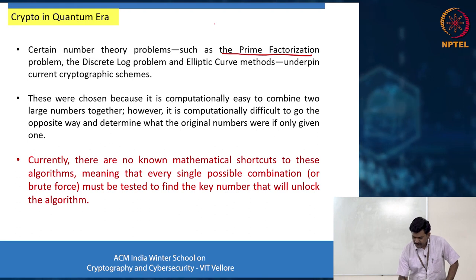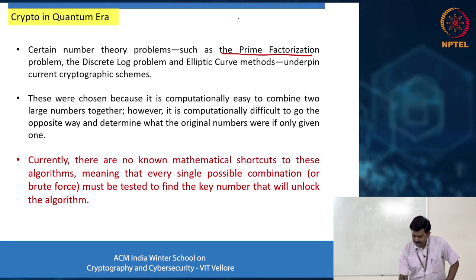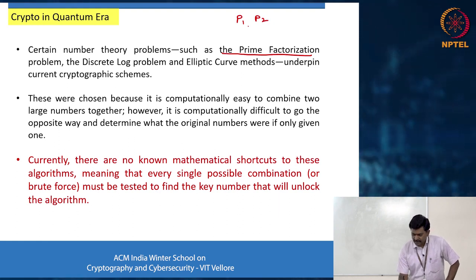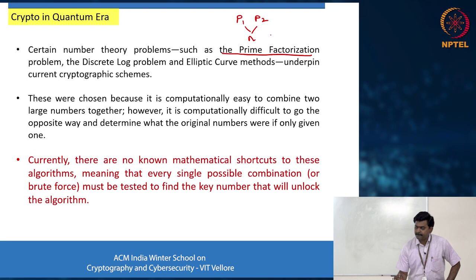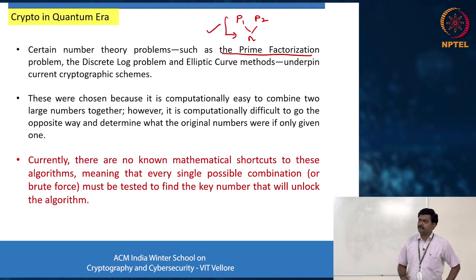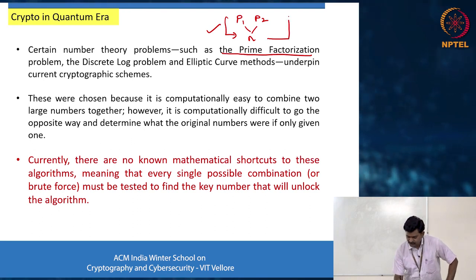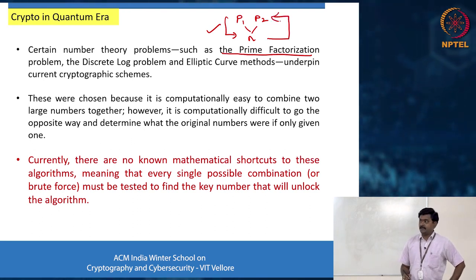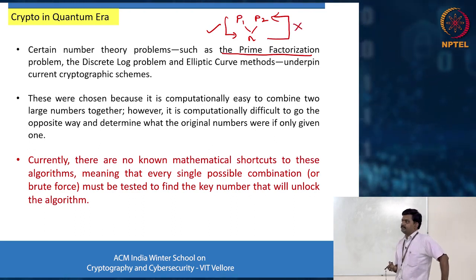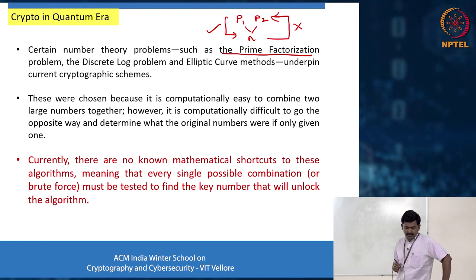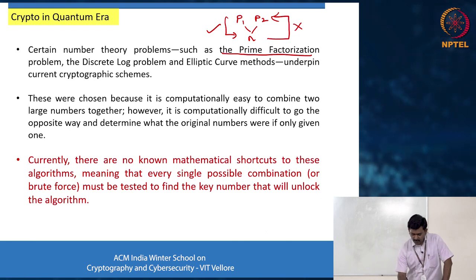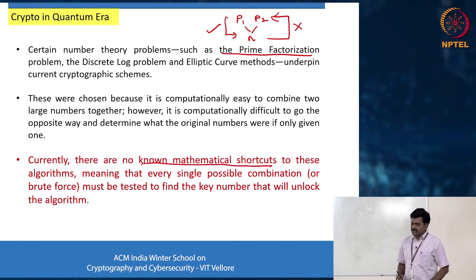Imagine I have two numbers, P1 and P2, which are prime numbers. I can multiply them and get an n. This is a fairly simple process. But the issue is the reverse. If I have n, getting P1 and P2 is complex. That is the problem, right? That is the fundamental problem on which the public key cryptography RSA algorithm is based. There are no mathematical shortcuts to address these problems.